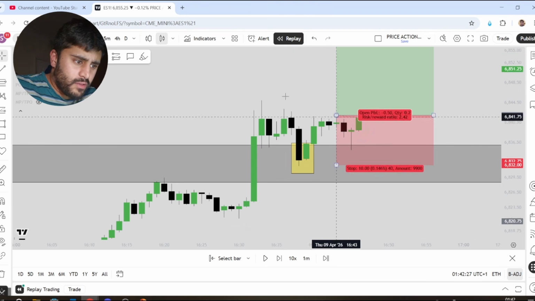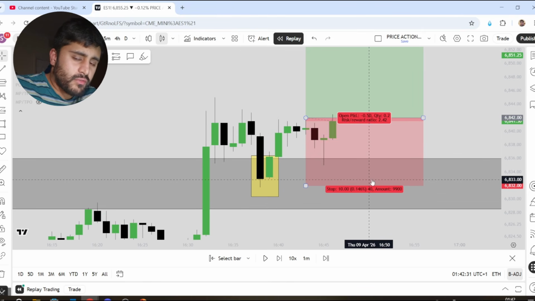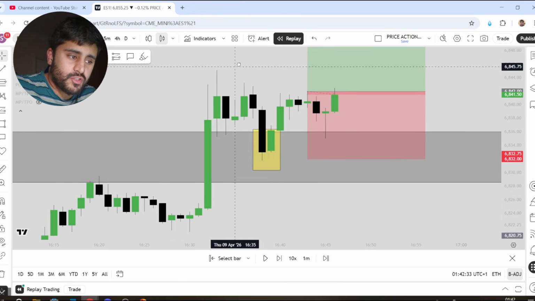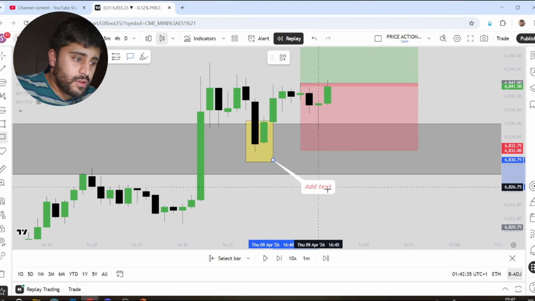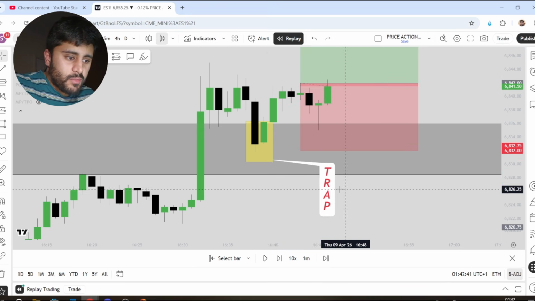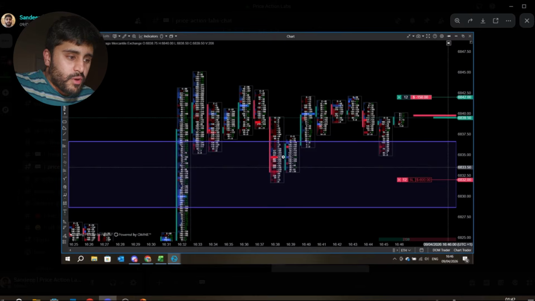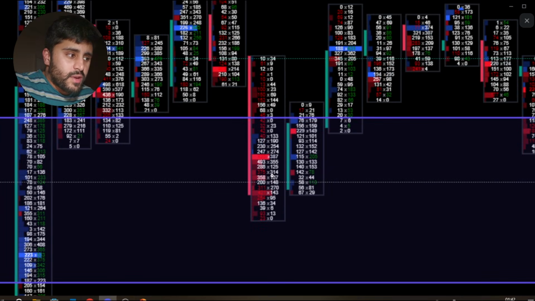Now, why would I execute here? In other words, what I'm looking for is trapped traders, right? I'm following the TRAP framework. So again, TRAP. That's the TRAP framework. So maybe take a picture of this or write this down. So what does the TRAP framework represent to us? So there we have the candle right there. That's your retest candle right there.